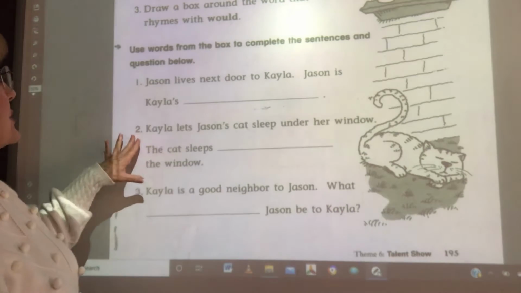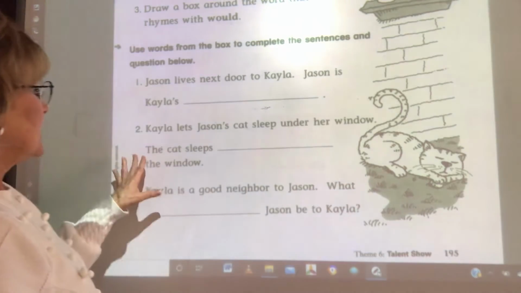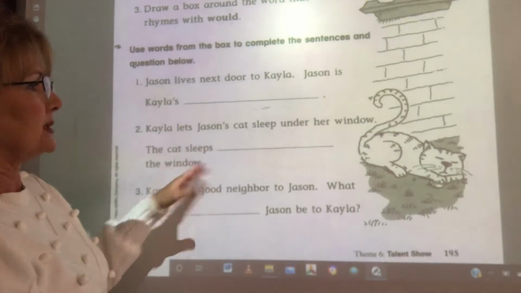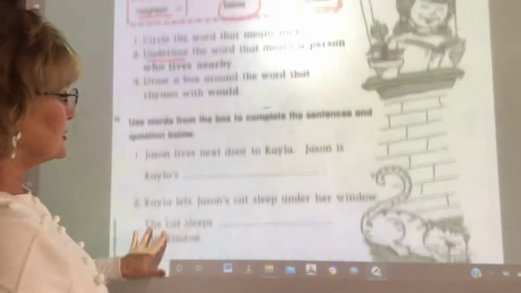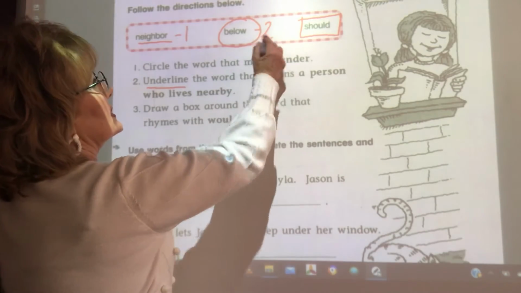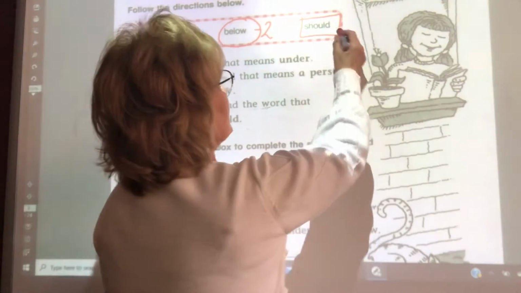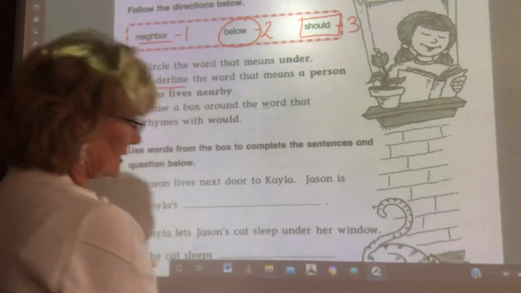Number 2, Kayla lets Jason's cat sleep under her window. The cat sleeps ___ the window. Same as under. You're right, that would be below. You can put a 2. Well, we know what should would be, right? It would be 3. They went in order.